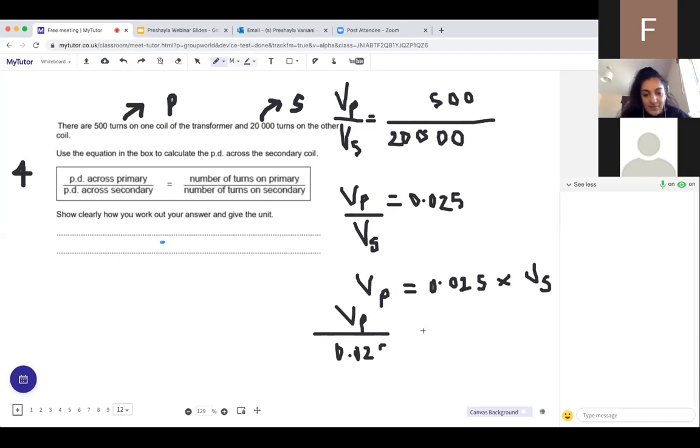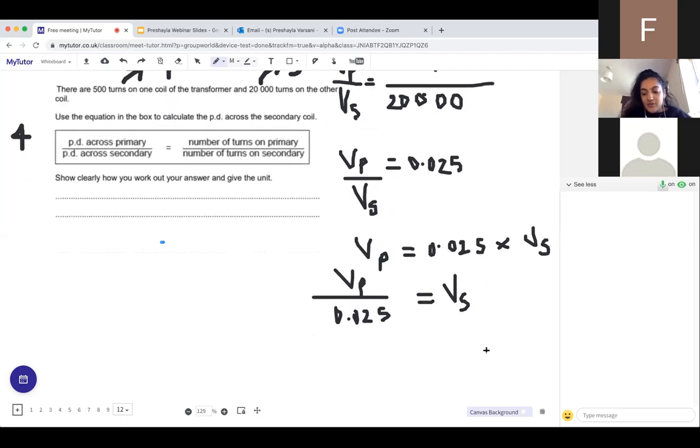Okay, so you're given that the primary voltage is 4. So now if we do 4 divided by 0.025, we get that the secondary voltage is 160, where the unit will be volts. Cool. Okay, so moving on to the next question.